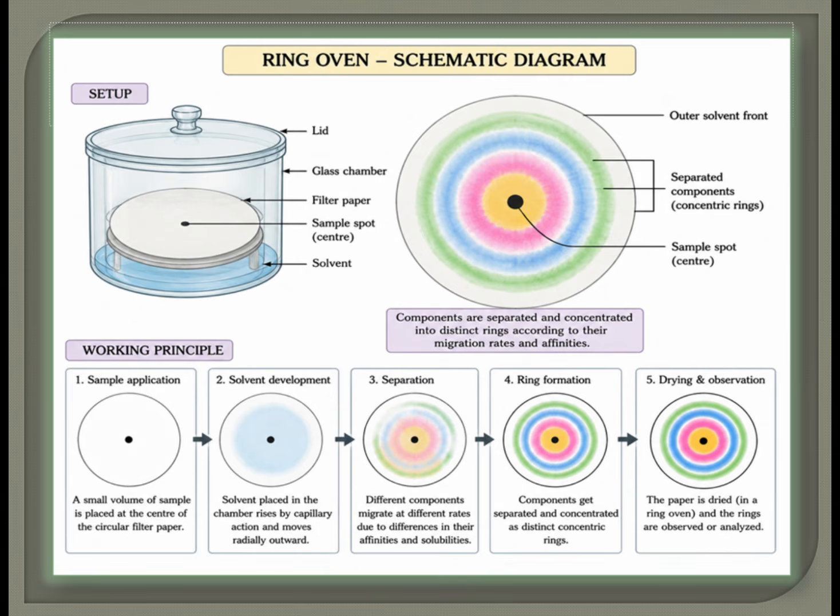So how does the heating help? As the solvent moves outward by capillary action and separates the components into rings, the heating element provides gentle heat. This heat does two main things. Number one, it concentrates the components. It evaporates the solvent quickly so the separated components don't diffuse. They get squeezed into sharp, narrow rings. Secondly, it dries the paper. That is, the heating makes drying faster and gives clearer rings. So instead of broad, faint bands, we get distinct concentric rings.